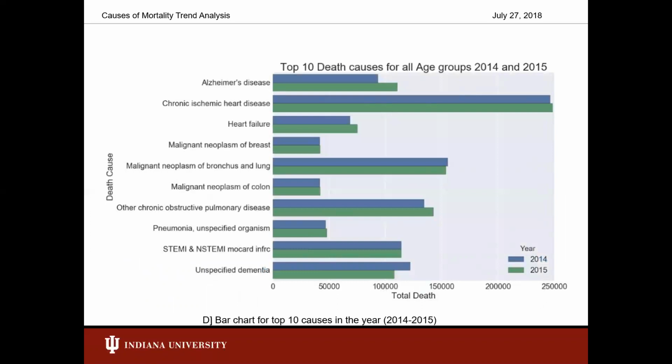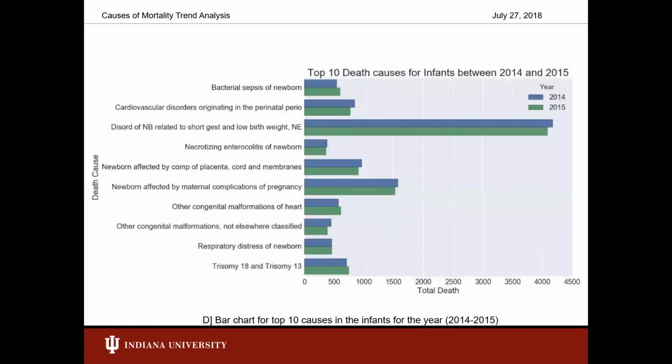This horizontal bar chart shows the top 10 death causes for all age groups, 2014 and 2015. And another look, heart disease is right at the top. As for top 10 death causes for infants between 2014 and 2015, the top cause remains the same for both years, the disorders of newborn and low birth weight.